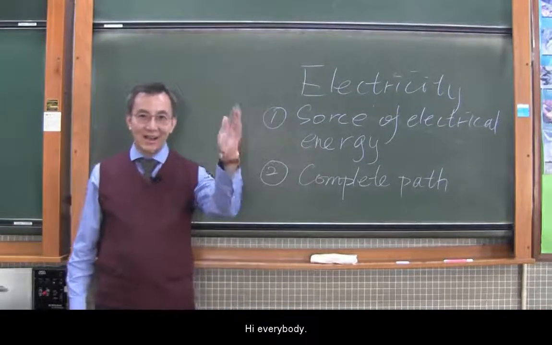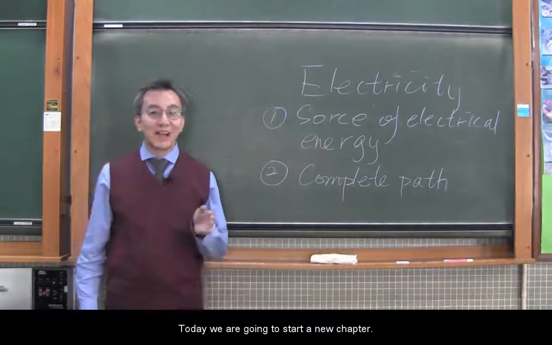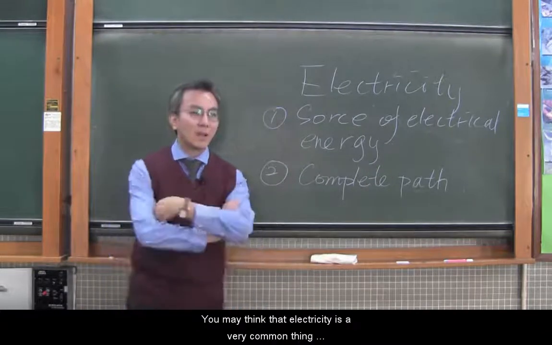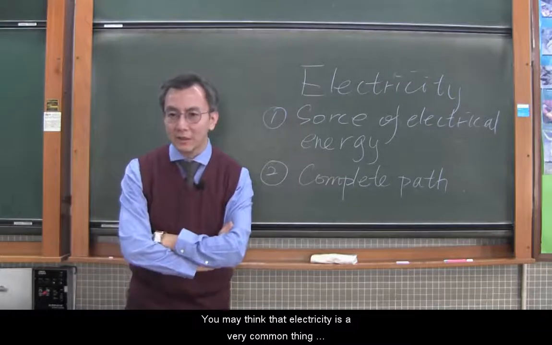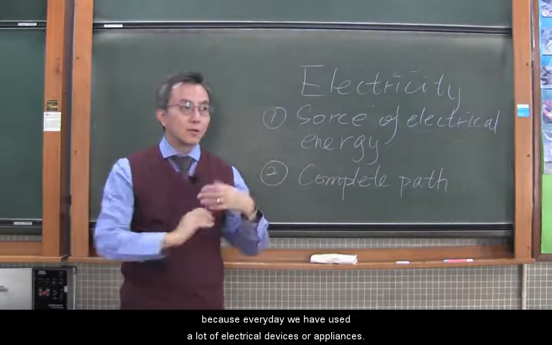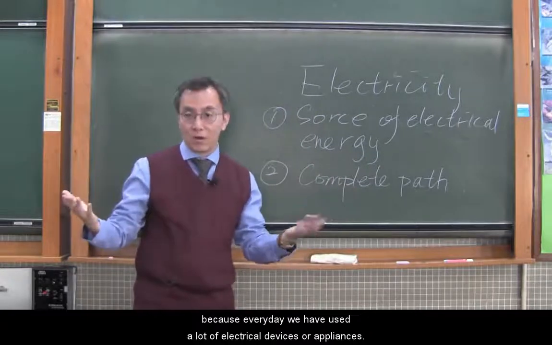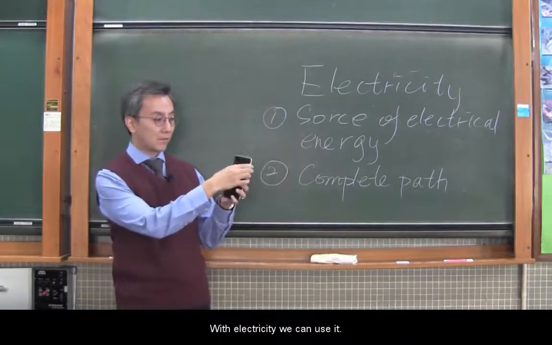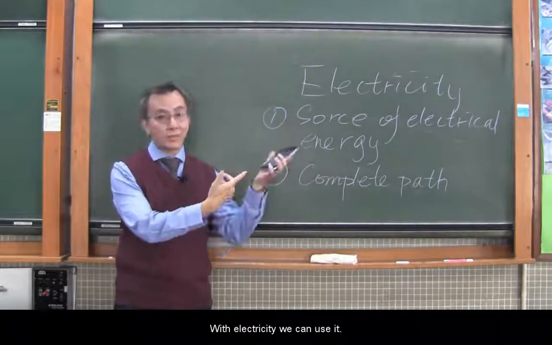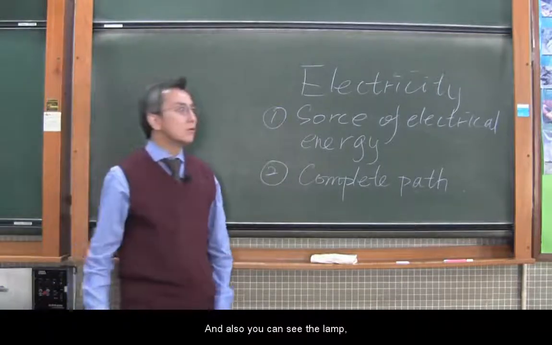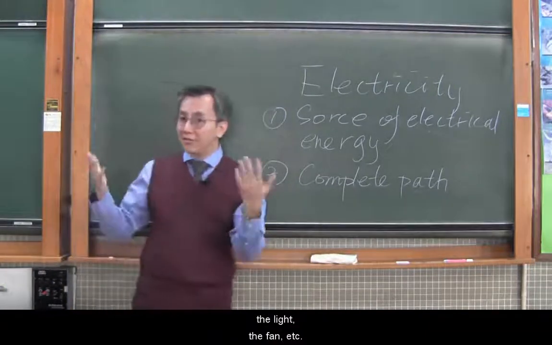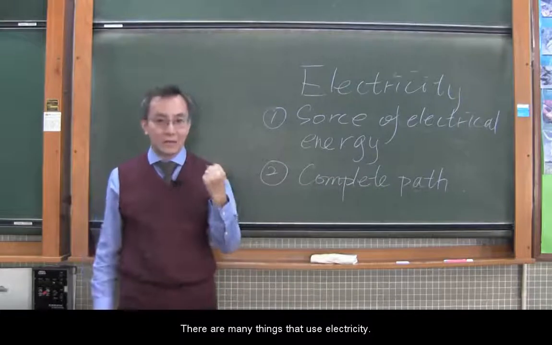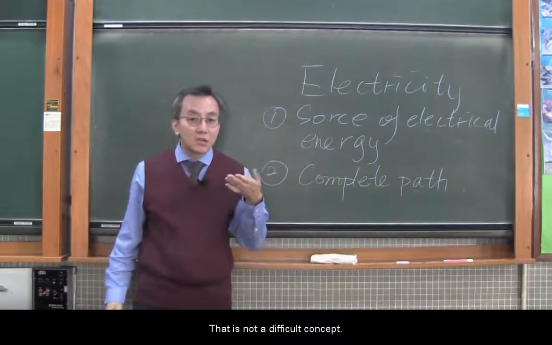Okay, so hi everybody. Today we are going to start a new chapter. This chapter is about electricity. Now, you may think that electricity is a very common thing because every day we use a lot of electrical devices or appliances. For example, the thing you must have is a mobile phone. See? With electricity, we can use it. And also, you can see the lamp, the light, the fan, etc. There are many things that we use electricity for. So, that is not a difficult concept.